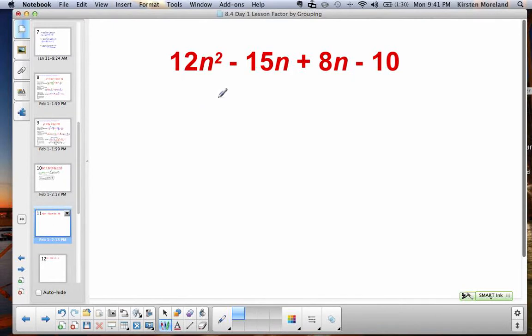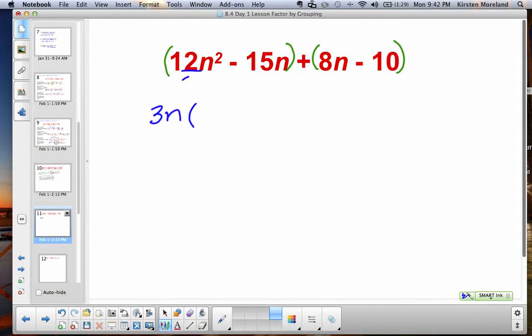Alright, so now I get to this one. I want you to pause the video and try this one completely on your own. You can refer back to the steps if you need to. Alright, so I'm going to group the first two and the last two together, so it's like two separate problems. 12n squared and 15n have 3n in common.